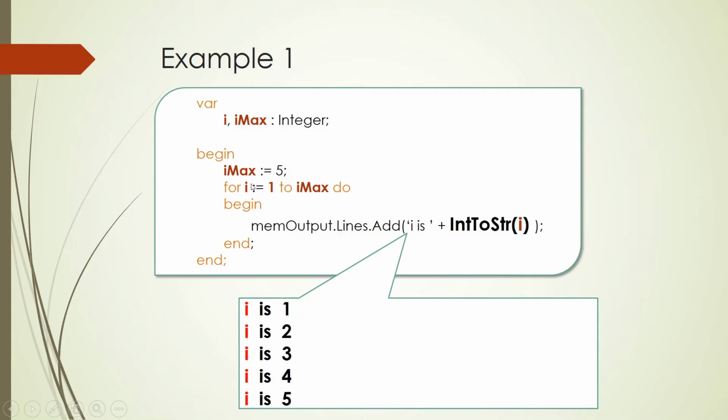So for i is my loop counter variable. i is of data type integer. i is starting at 1 and it's ending at my maximum value called Imax.